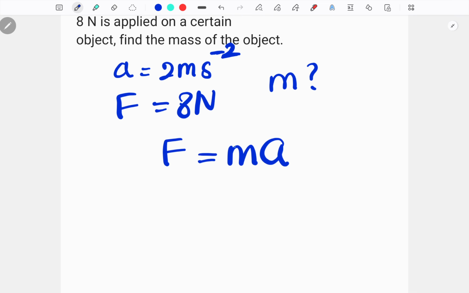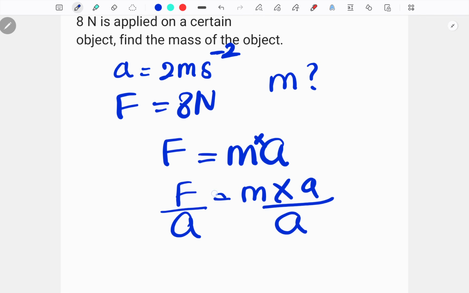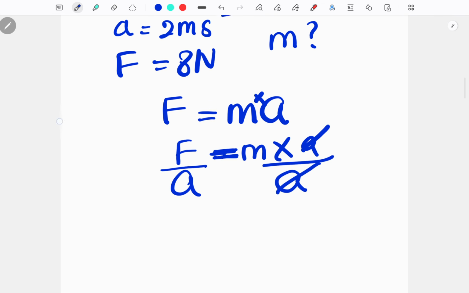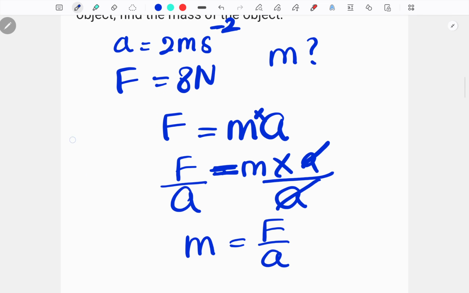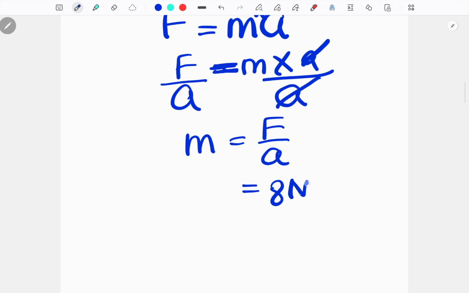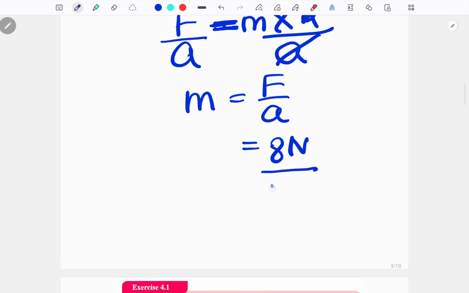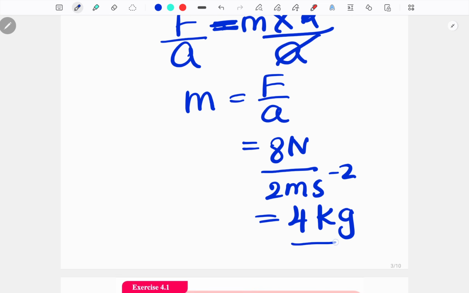We need to make m the subject of the equation. So as m is multiplied with acceleration, what happens? You can divide both sides by a, because as there is an equal sign, you have to do the same thing to both sides. Now it is removing a: m = F over a. F equals 8 Newton, right? a equals 2 meters per square second. Now the answer is what? 4, right? As it is mass, the unit is kilogram.